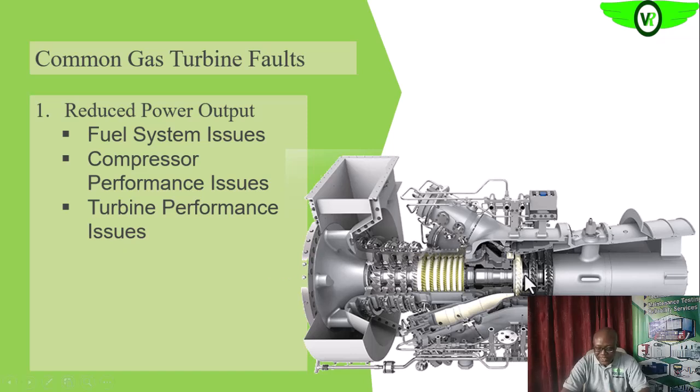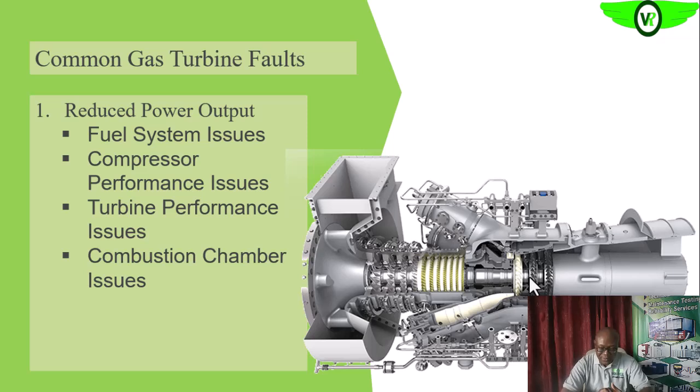Then the turbine itself, its performance, can also affect the output. If it is not efficiently converting the energy contained in the combustion product, as it flows through it, into rotating mechanical energy, that will affect the output that we get. A lot of things can result in such loss of efficiency, especially in the turbine. So when we get to the turbine issues section, we'll discuss some of these things that can cause that loss of efficiency or reduced performance of the turbine section.